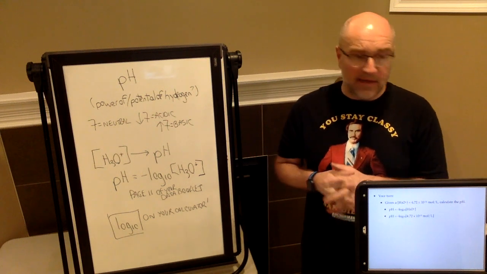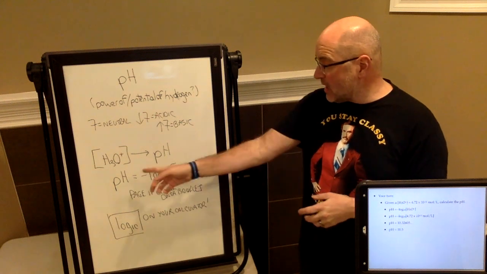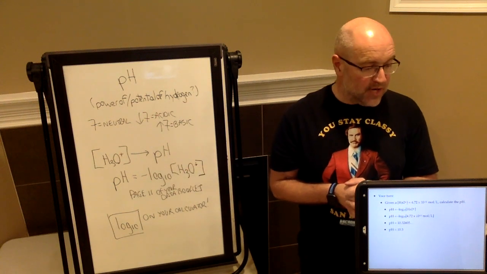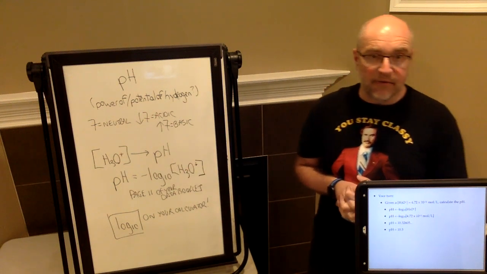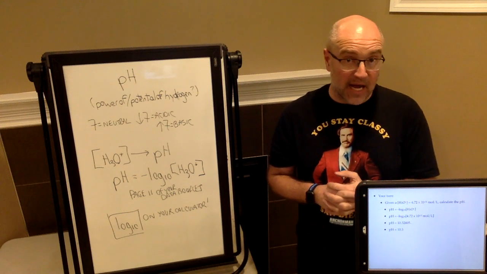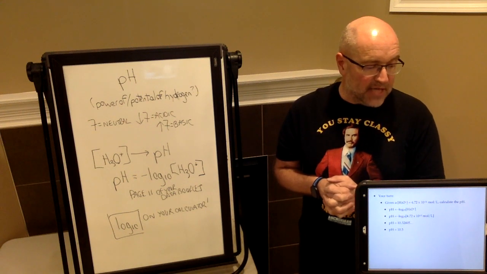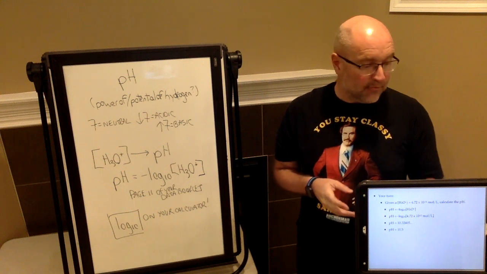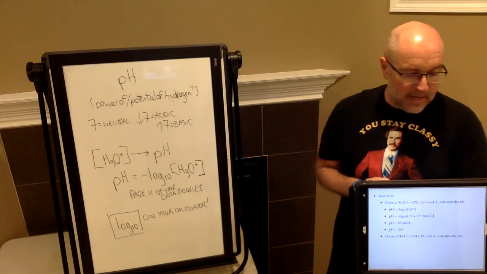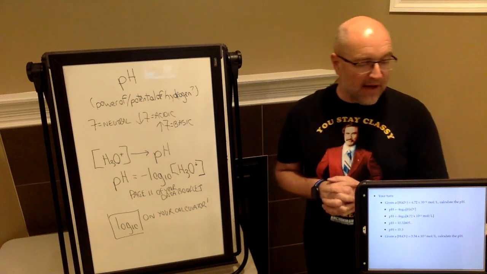And here we go. This is basically what the breakdown is going to be. You're going to use the negative log 10 of the hydronium concentration. You're going to have negative log 10 of 4.72 times 10 to the negative 11th. That's going to give you a pH of roughly 10.3. 10.3 for that one.